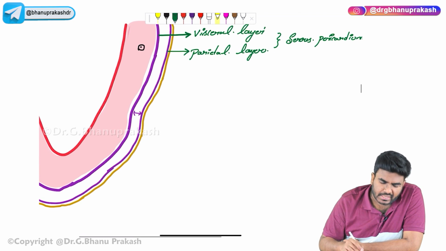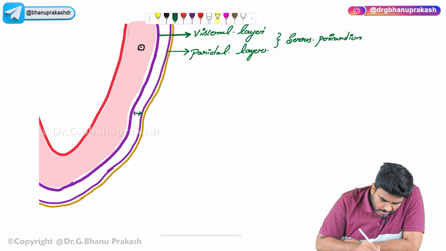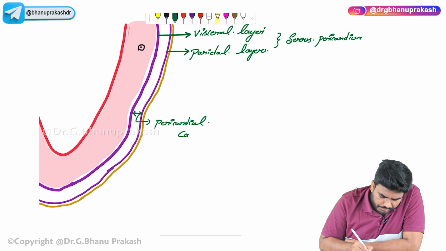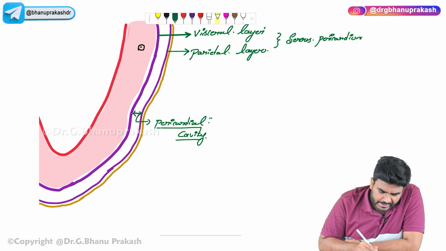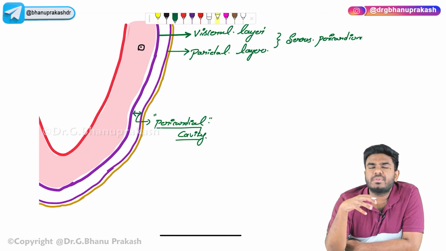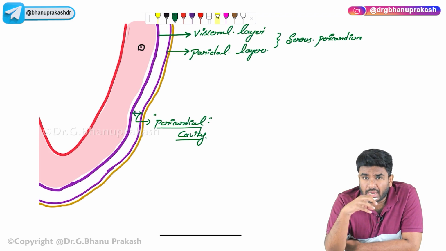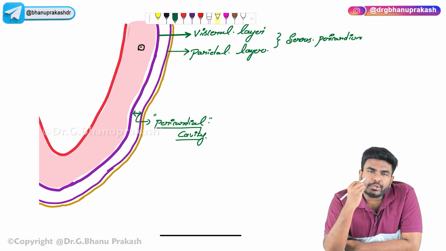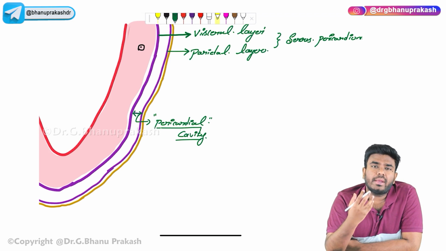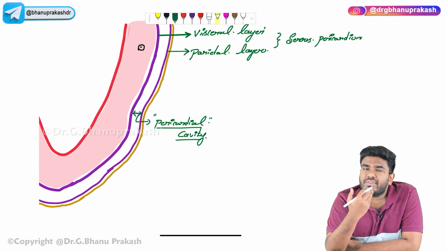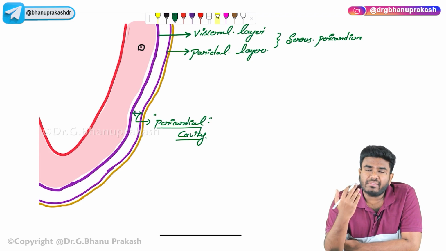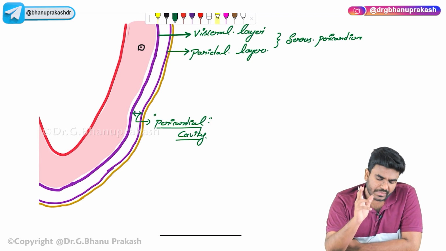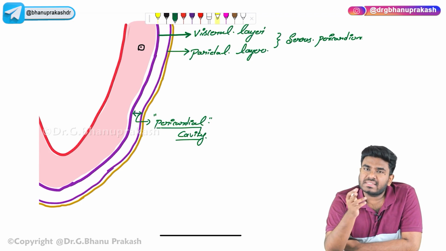And the space between the visceral layer and the parietal layer is called the pericardial cavity. This pericardial cavity is the space where pericardial effusion will happen. In certain pathologies, if fluid is accumulating around the heart, in which space does it accumulate? In pericardial effusion and pericardial tamponade, the fluid builds up around the heart, in the pericardial cavity, the space between the visceral layer and parietal layer of the serous pericardium.